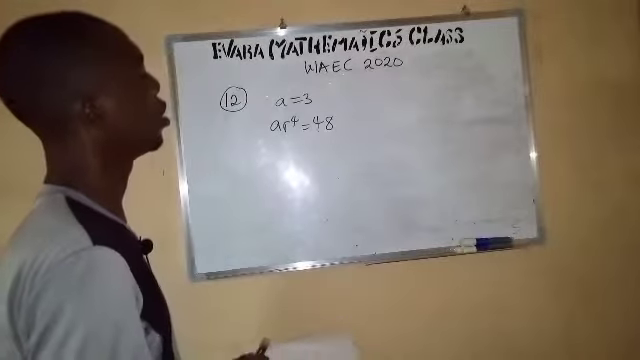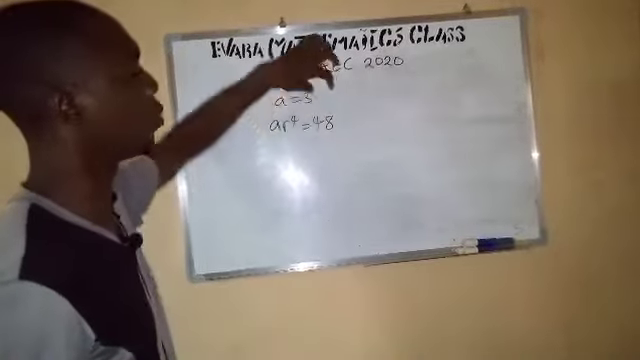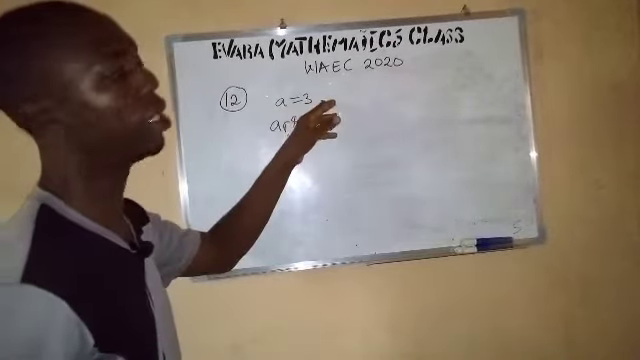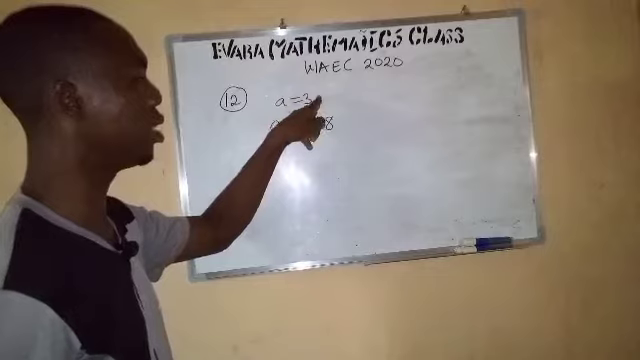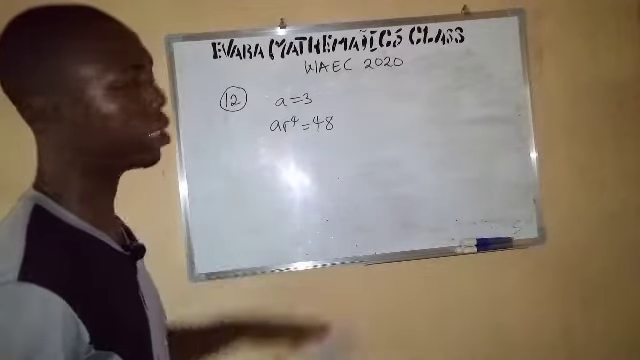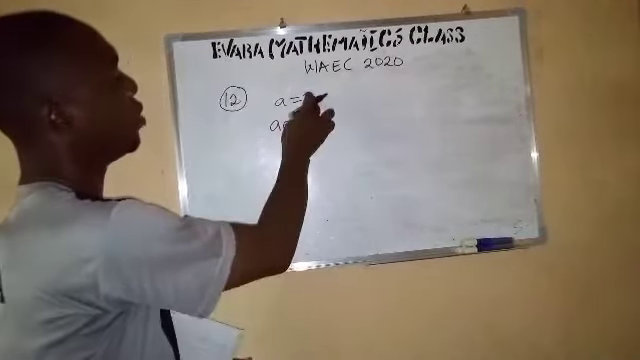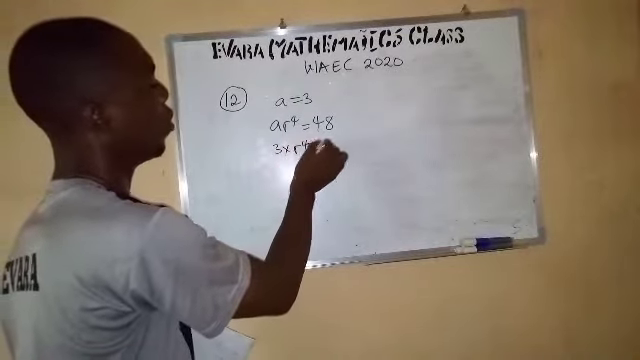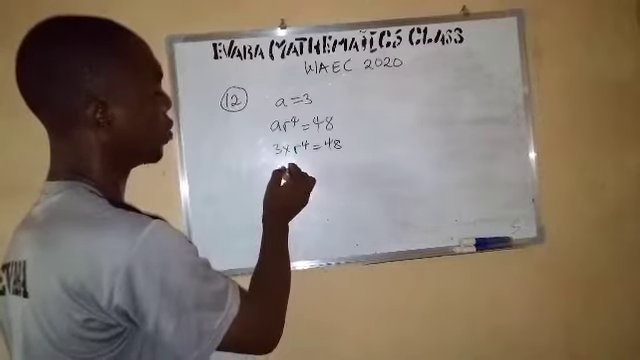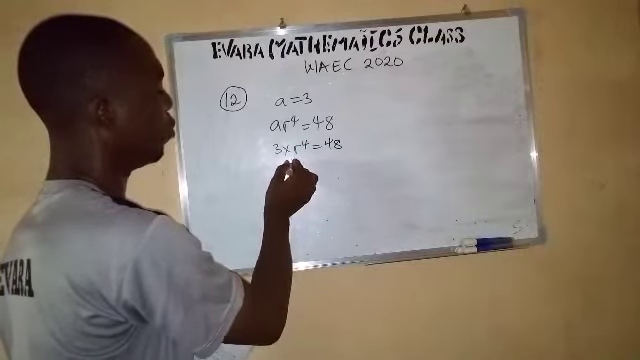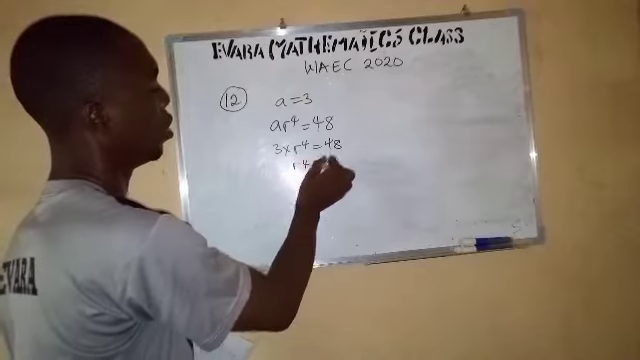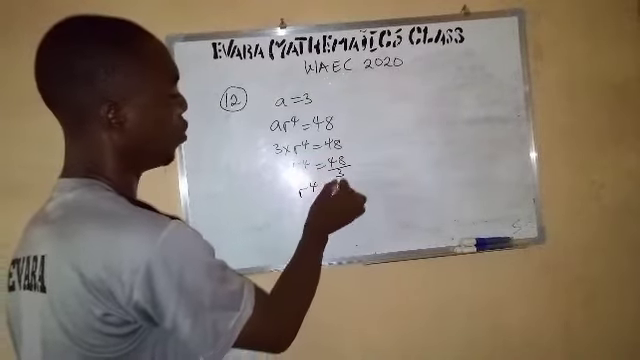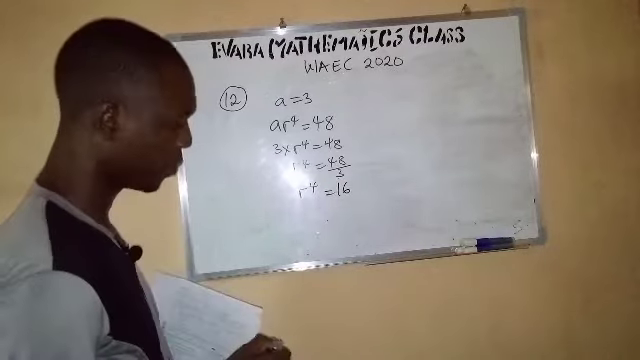So if you take this, it is supposed to be our equation 1, equation 2, but the value of A here is 3. So we can just substitute this 3 for A in this other one. We already have that A is 3. That means 3 multiplied by R raised to power 4 equals 48. Then if I divide both sides by 3, I'll be having 48 over 3. So R raised to power 4 equals 16.